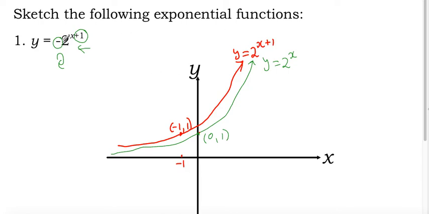And then if we flip it, this gets flipped upside down. Remember, I haven't had any vertical movement, so my asymptote stays the same.